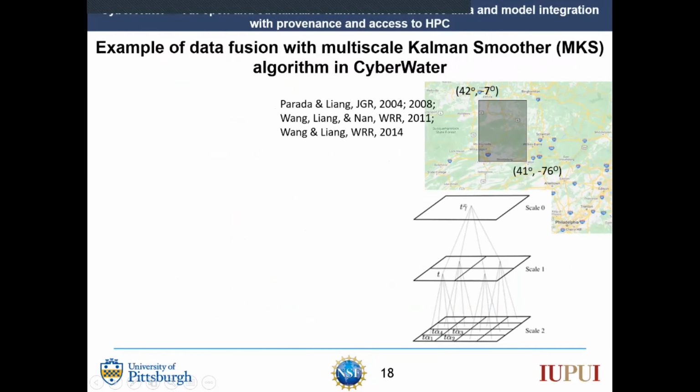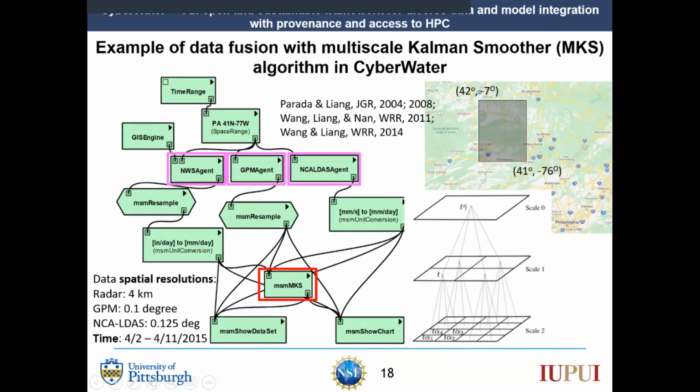Okay, another capability that CyberWater has is that it can fuse different data products easily using our MKS algorithm. This is a schematic presentation of the concept and idea of what MKS is. For those of you who are interested in details, you are welcome to read these papers. And what I'm going to show you here is an example where we use the MKS to fuse three precipitation data products over this 1 degree by 1 degree region, and it covers part of the Susquehanna River Basin.